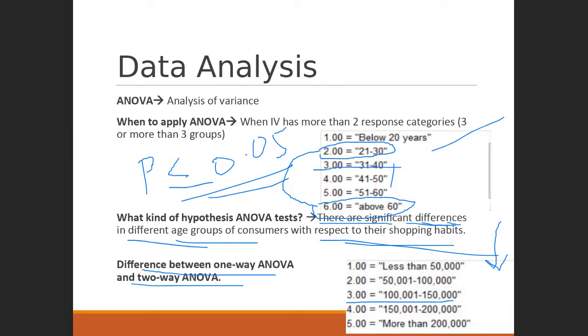It means that if our hypothesis is that consumer shopping habits are different with respect to their age and with respect to their income, then we can use a two-way ANOVA. If you are interested in finding out whether shopping habits are significantly different in terms of age groups as well as income groups, a two-way ANOVA can be conducted. So this is the difference. In one-way ANOVA, there is only one IV with three or more subgroups, and in two-way ANOVA, there are two IVs with three or more subgroups.